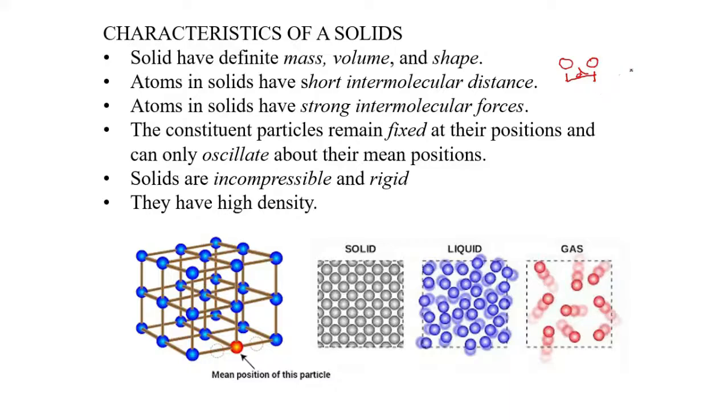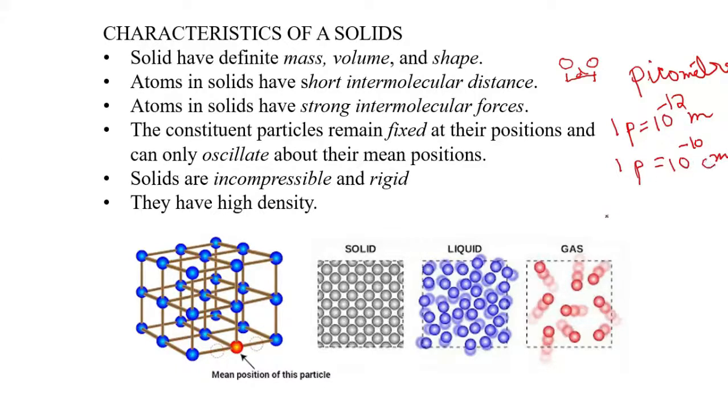It is because intermolecular distances have the units of picometer. Picometer in terms of meter is how much? 10 to the power minus 12 meter. In centimeter, it is 10 to the power minus 10 centimeter.